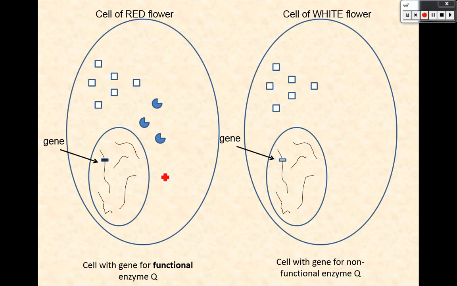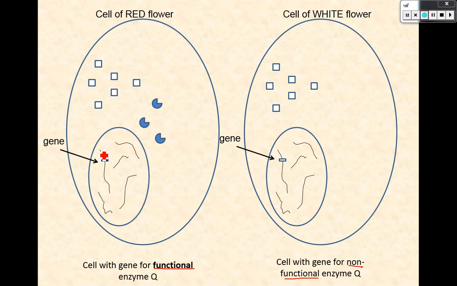So now let's bring this into the cells of the flower. Here we have two flowers. We have one that has cells with a functional enzyme Q. Remember, functional kind of means it's doing what it's meant to do. And then we have cells with a gene for a non-functional enzyme Q. So there's still a gene there. That's something that's really important. There's still something being made, but it's not something that's going to be able to turn the white pigment molecules into red pigment molecules. So the way we model that in a cell is, here's our nucleus of the cell.